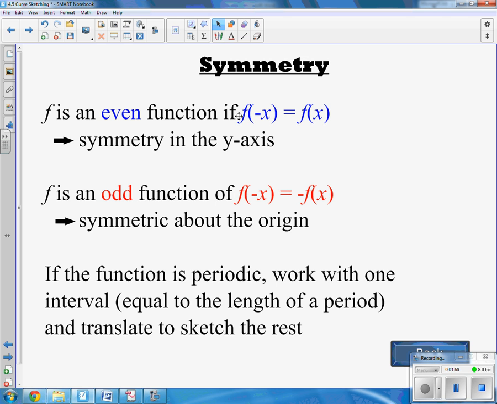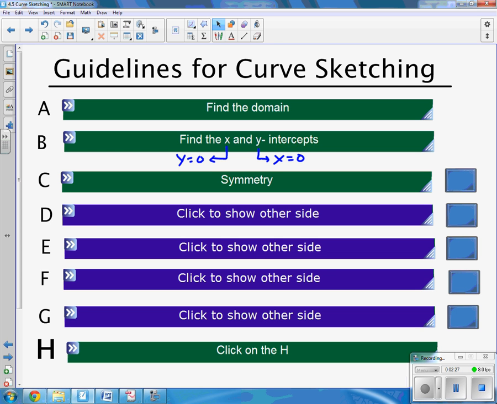And finally, for functions that are periodic, what we want to do is work with just one interval equal to the length of the period. So for example, for the function y equals sine x, we would consider just one period of the function, which goes from 0 to 2 pi. Then we would translate to sketch the rest of the graph. Okay, so that's symmetry. Again, pause the video if you need to take a minute to copy this down, but I'm going to continue on.